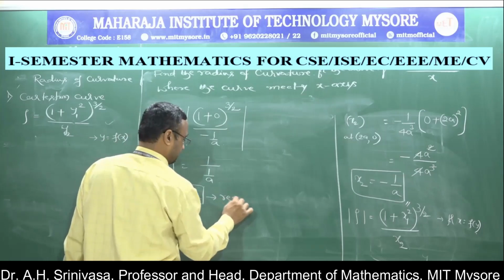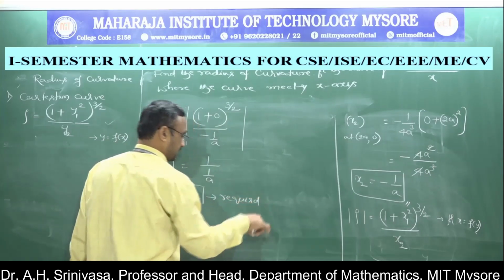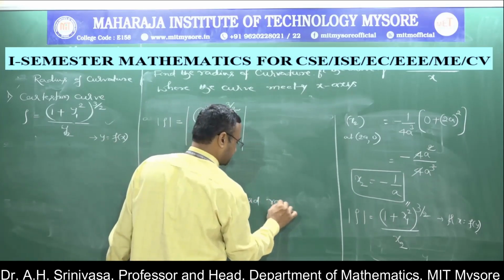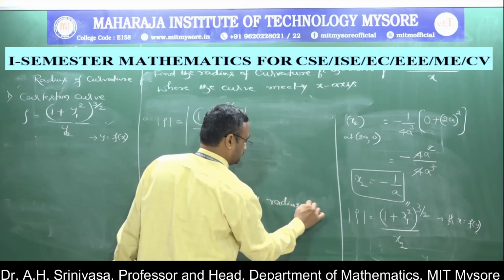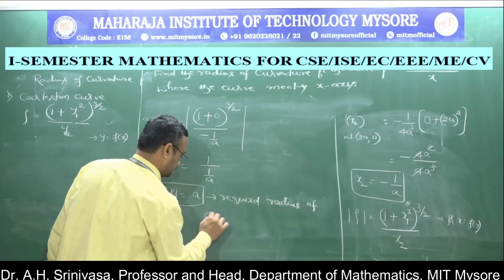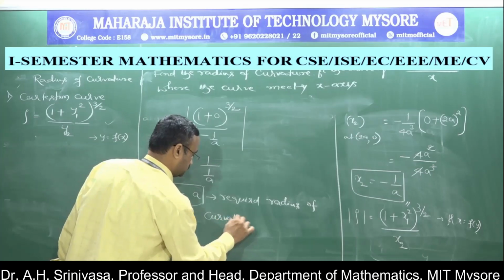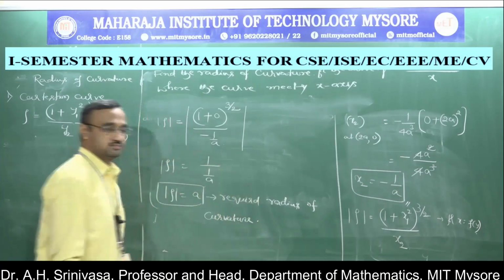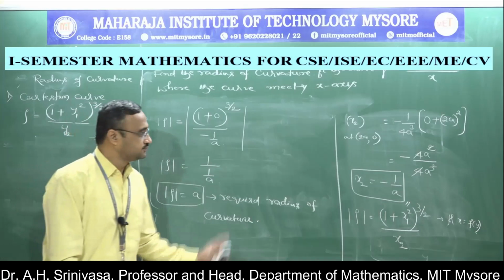This is the required radius of curvature. Is it clear?